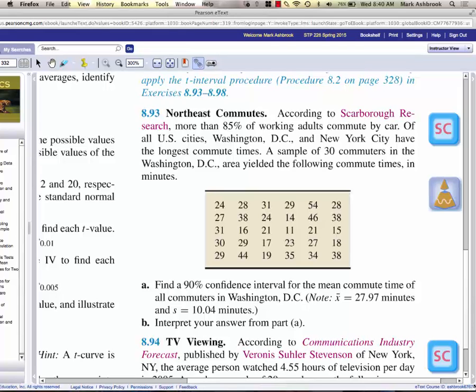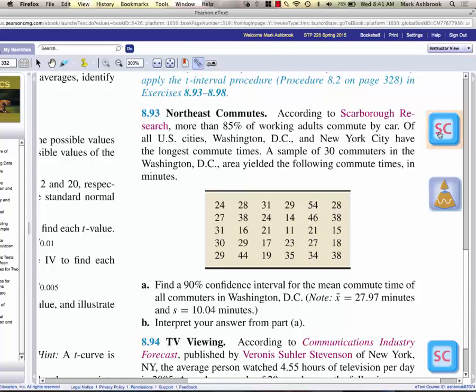Okay, so here's one, Northeast commutes. It says more than 85% of working adults commute by car. A sample of 30 commuters yielded the following commute times in minutes. So what do we want? We want to get a mean for all commuters in Washington, D.C.